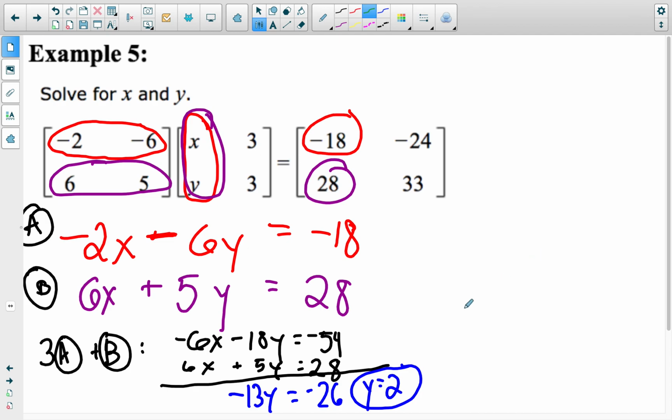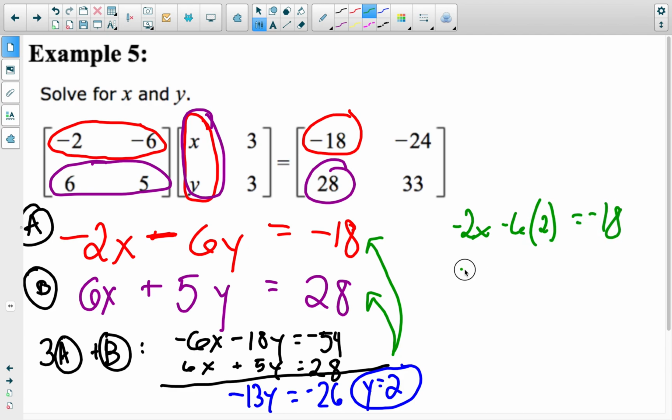And then we can use substitution and sub this back into either of our initial equations. Doesn't matter, either one's fine. I'm going to choose the top one, negative 2x minus 6 times 2. That should be equal to negative 18. So then let's simplify and solve. Negative 2x minus 12 equals negative 18. Negative 2x equals negative 6, and x equals 3.